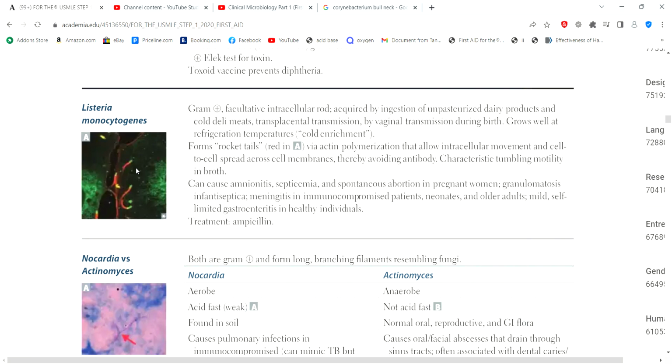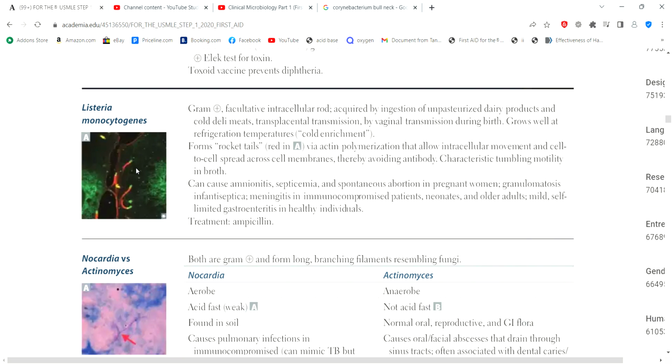Yeah, it can cause amnionitis. Amniotic fluid is filled with Listeria if mom eats infected deli meats and baby gets aborted. So septicemia and spontaneous abortion in pregnant women, granulomatosis septica. So meningitis, remember meningitis is the major one here. It is the third most common cause of meningitis in newborns, and meningitis in immunocompromised patients, neonates, and older adults.